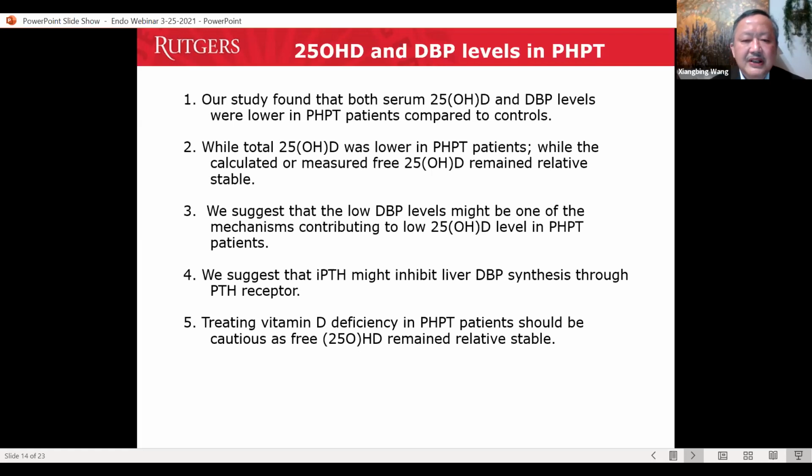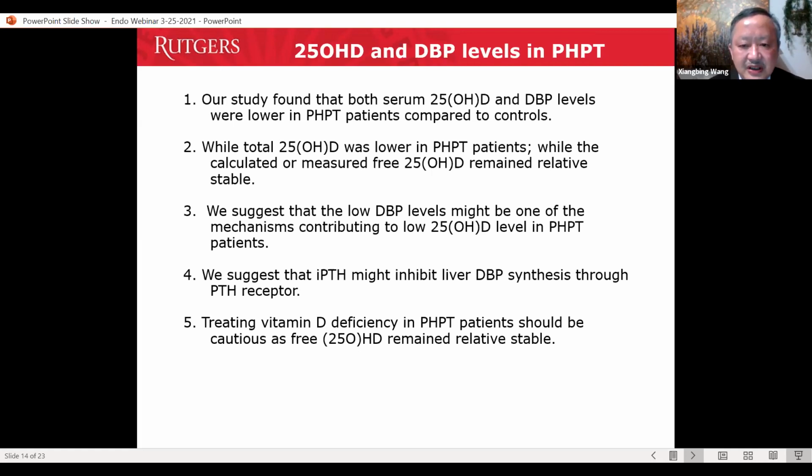Primary hypoparathyroid patients have a low total vitamin D and D binding protein compared to control. But while most of the primary hypo patients have a low total vitamin D, so-called vitamin D deficiency, the calculated or measured free vitamin D remains relatively stable. So that's the first concept.